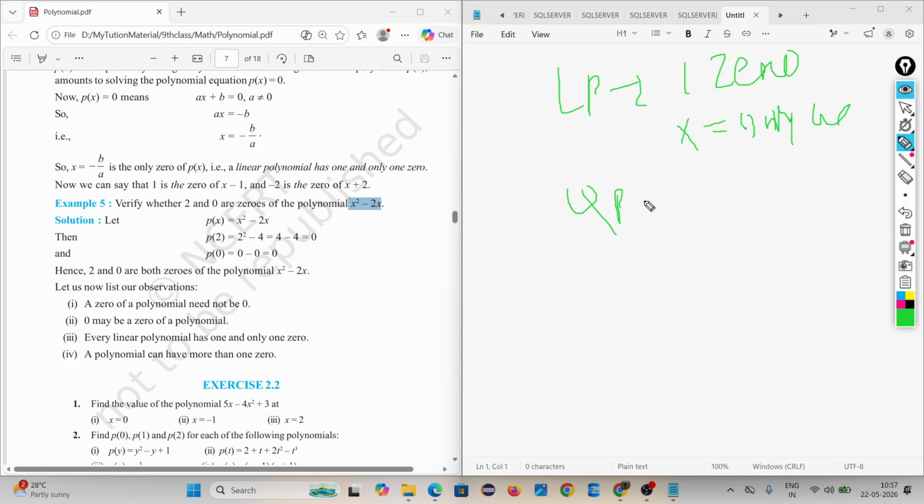A quadratic polynomial has 2 zeros, that is, 2 values of x. A cubic polynomial has 3 zeros. Hence 2 and 0 are both zeros of the polynomial x square minus 2x.